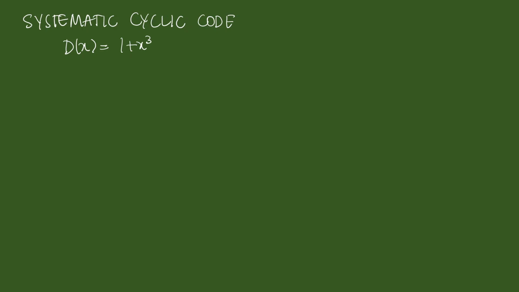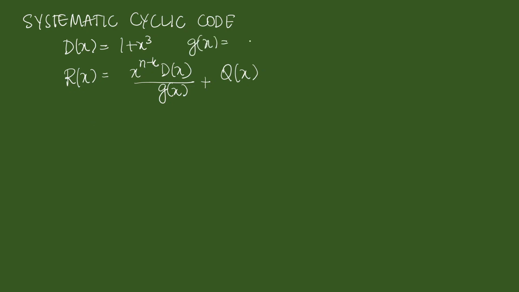So what we do here is find r of x, which is obtained by dividing x raised to n minus k into d of x by g of x. We are going to obtain a remainder and a quotient. So I know g of x, I know d of x. What is g of x? Let me write g of x. It is 1 plus x cube. d of x is 1 plus x cube.